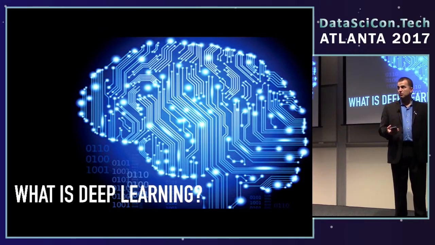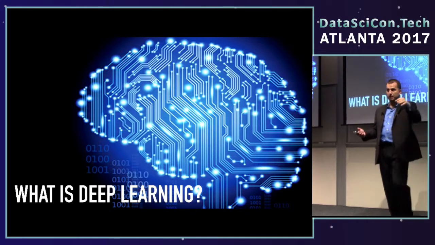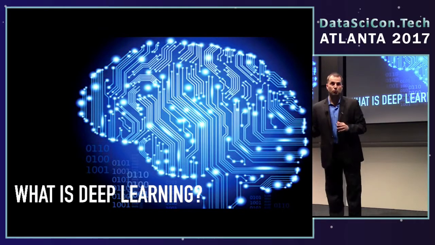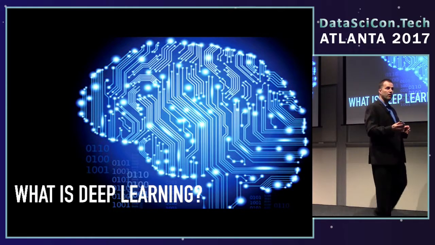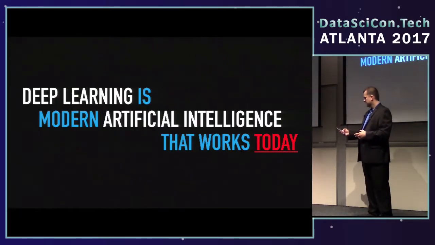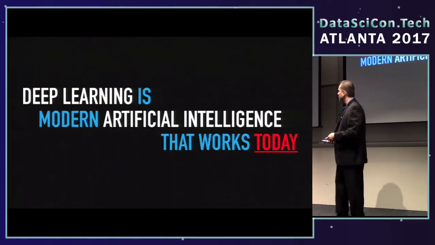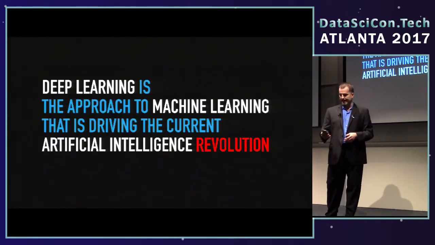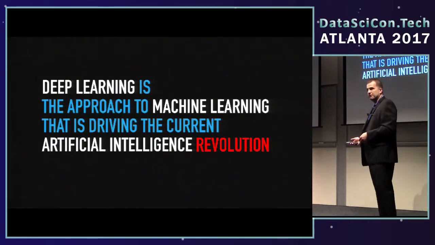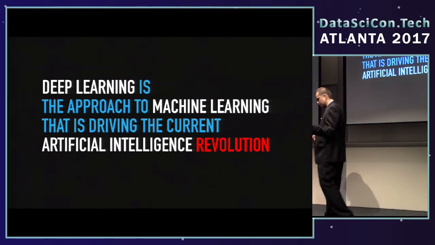Okay, there's a few. So if you know that, you can go to sleep for a few minutes and it's fine, and I won't be offended, or if you want, it's fine to hop up and walk out if you understand backpropagation. But I'm going to run through a quick tutorial for everybody and then talk about how Go fits into that. So deep learning is modern artificial intelligence that works today. It's the approach to machine learning that is driving the current artificial intelligence revolution.